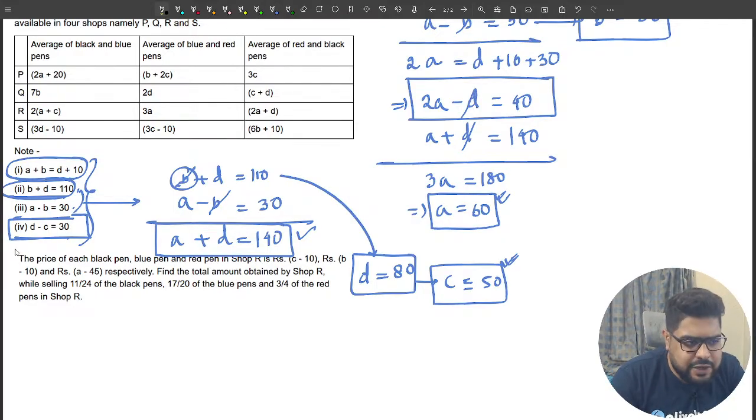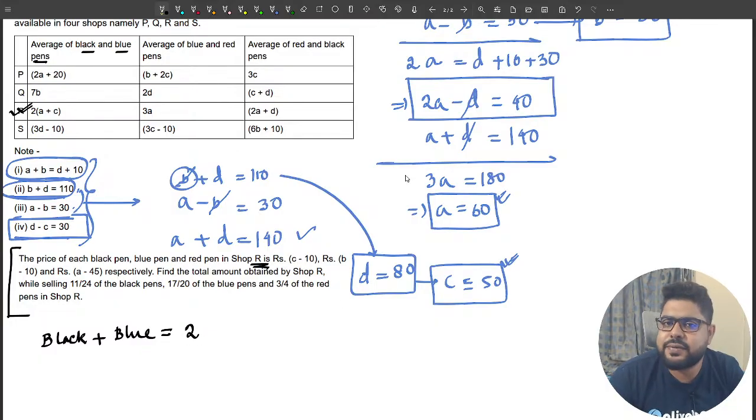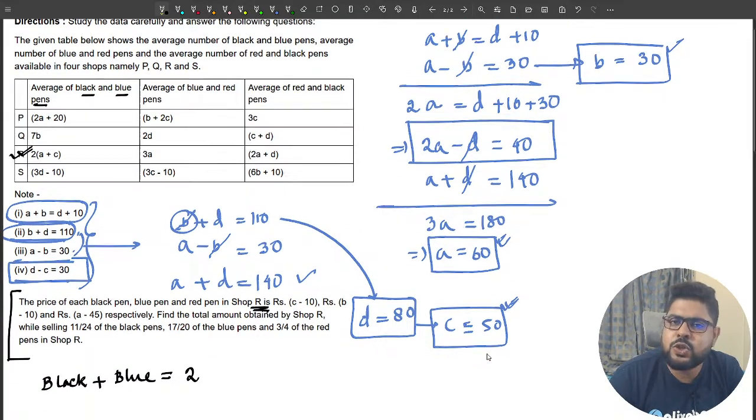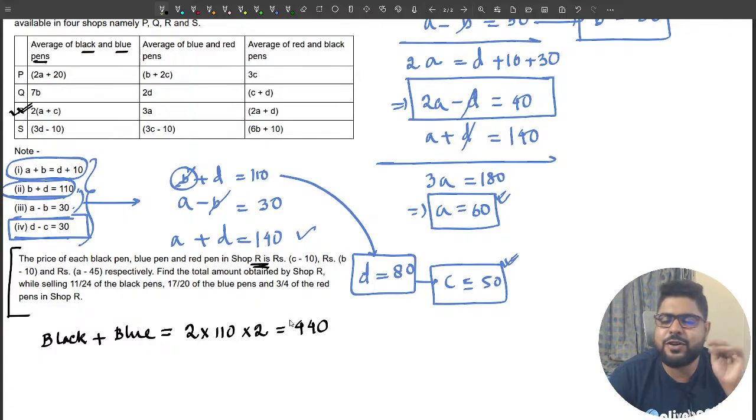Now, first question. The question they are asking about shop R. Let's deal with that. Meaning, sir, this shop. Black and blue pens. So I'm just writing this. So how many? 2 into A plus C. A is 60. C is 50. So 110. This is the average, so total is again into 2. So this is 440, because 110 into 4.